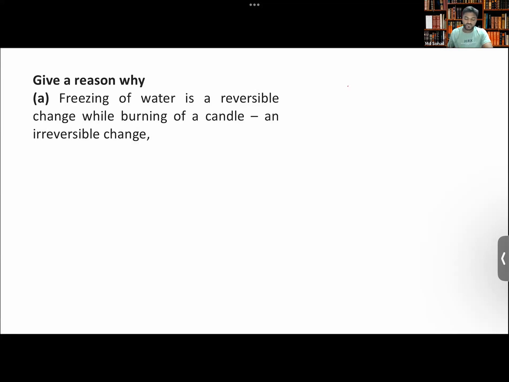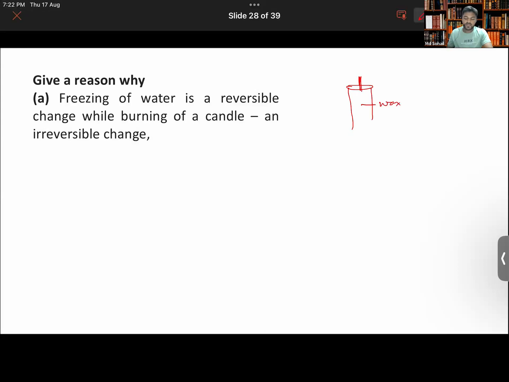Because what happened there, no? In a candle, you have got its wax and you have got the thread as well. So when you are burning it, the wax changes to vapor of wax, right? And it is lost into the atmosphere in the surroundings. And the thread is also changing into what? Carbon particles, right? Carbon particles plus carbon dioxide gas. So that is the reason it's an irreversible change. And freezing, that you also explained, guys.